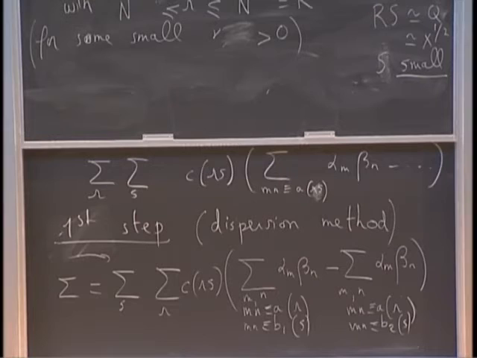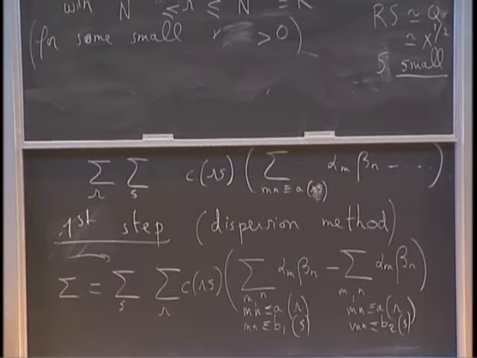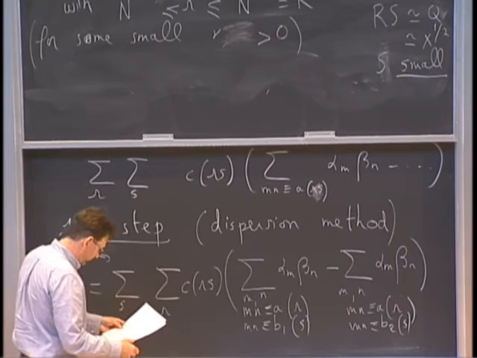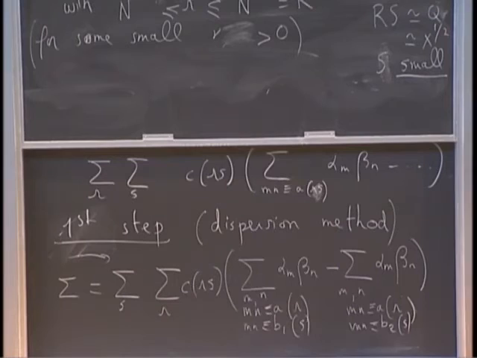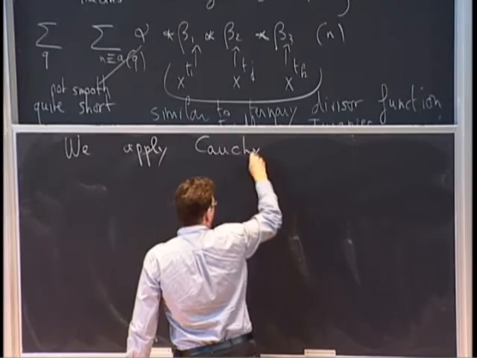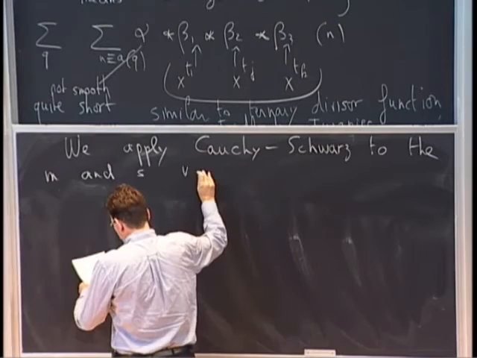Okay, so now we view this as a bilinear form. There are more variables than we are used to in examples. So there's some flexibility in deciding which variables you consider as the first variable in the bilinear form, and you apply Cauchy-Schwarz to the other one. So here the idea is to get rid of the alpha m. So that means you pull the alpha m in front and apply Cauchy-Schwarz to that one. So we apply Cauchy-Schwarz to the m and s variables. No, sorry.